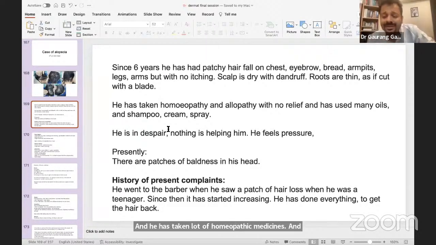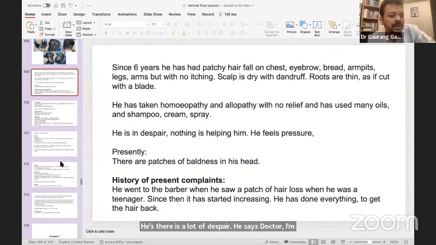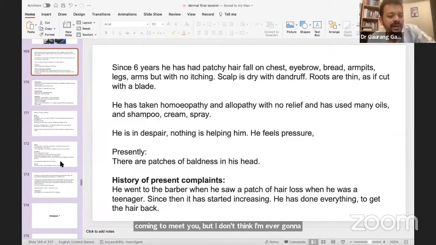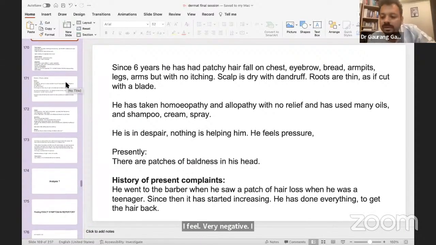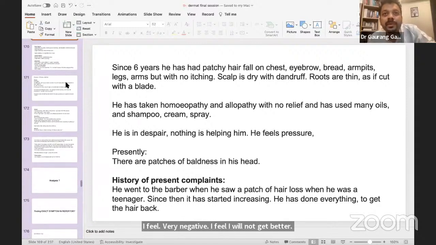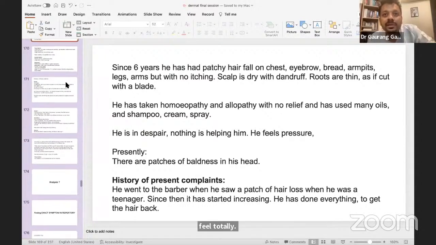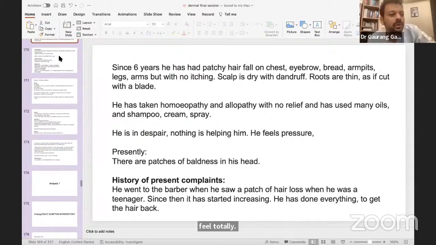And now he feels that he will never get better. There is a lot of despair. He says, Doctor, I'm coming to meet you, but I don't think I'm ever going to get better. I feel very negative. I feel I will not get better. I feel totally pessimistic, very discouraged, and so on.